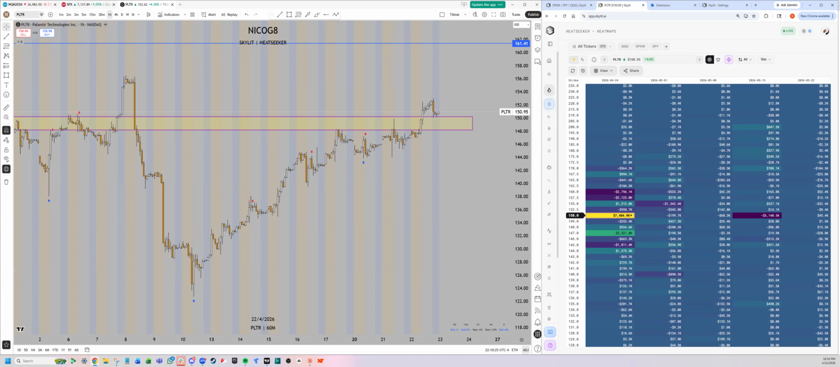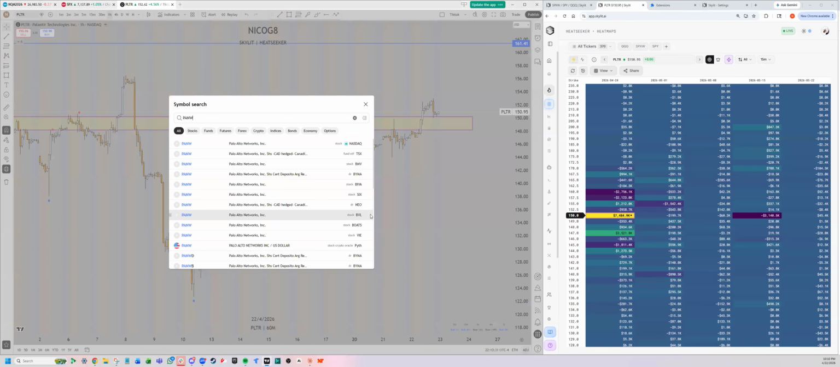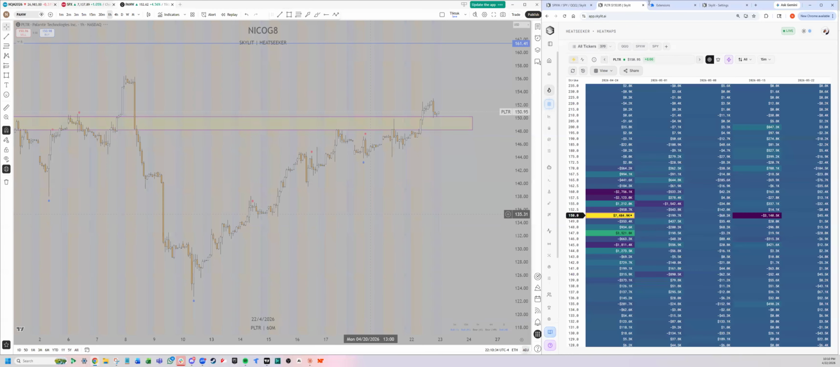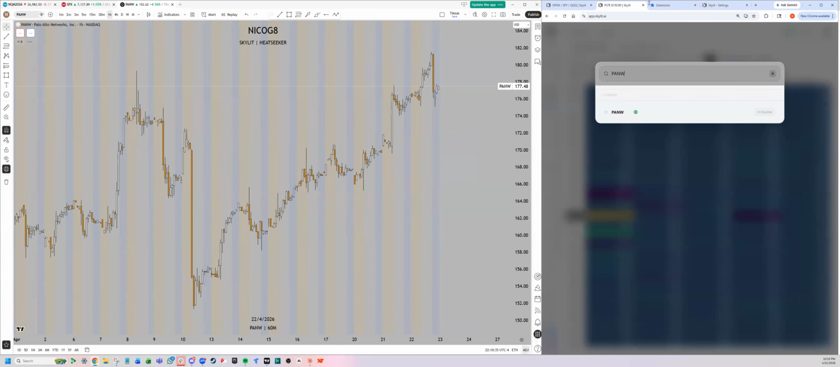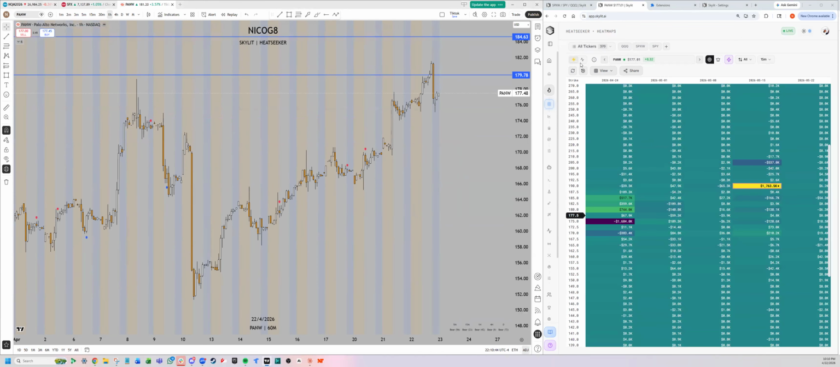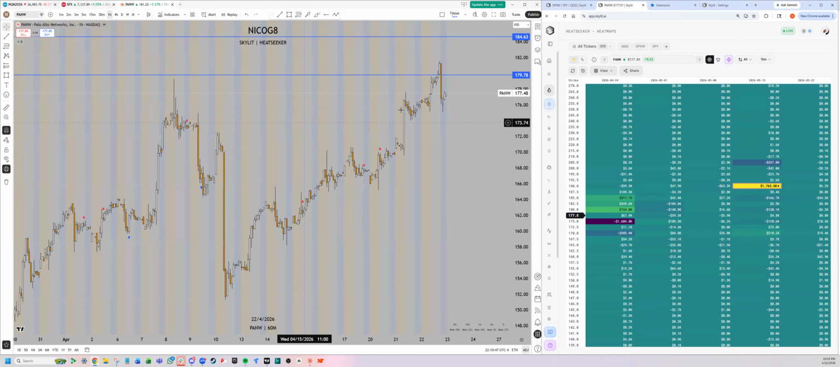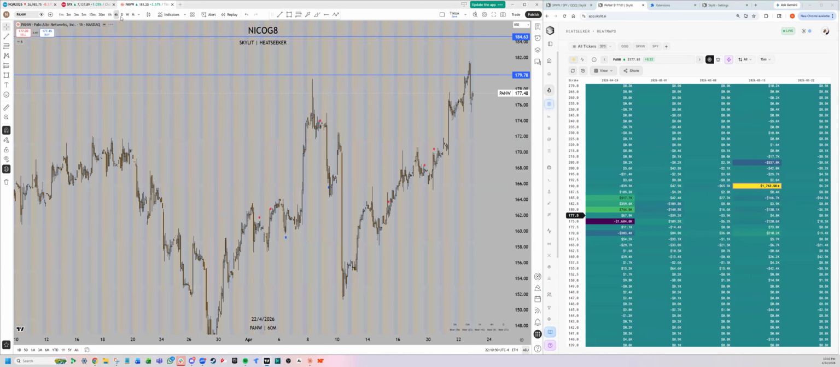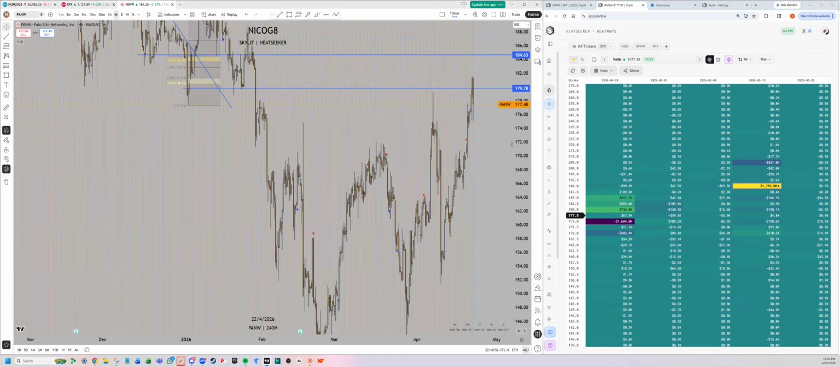Oh, on our list, I think I already did AMD. All right, Palo Alto. Palo Alto just got this 175 node. I guess it has this LPX node up at 190. That's about it. What's it look like on the daily or 4 hour?